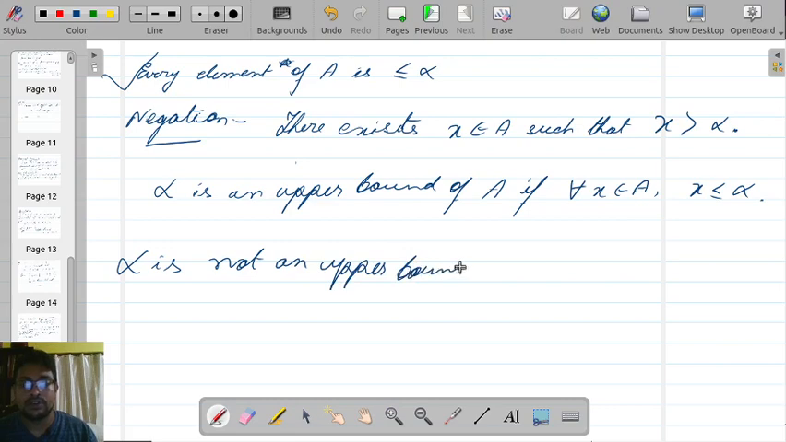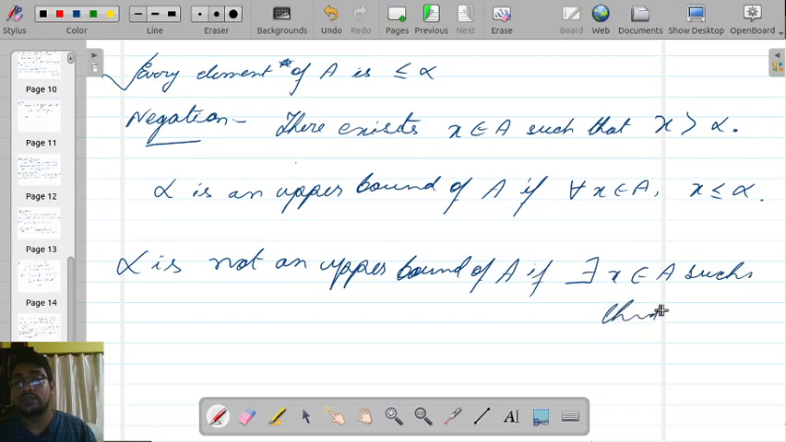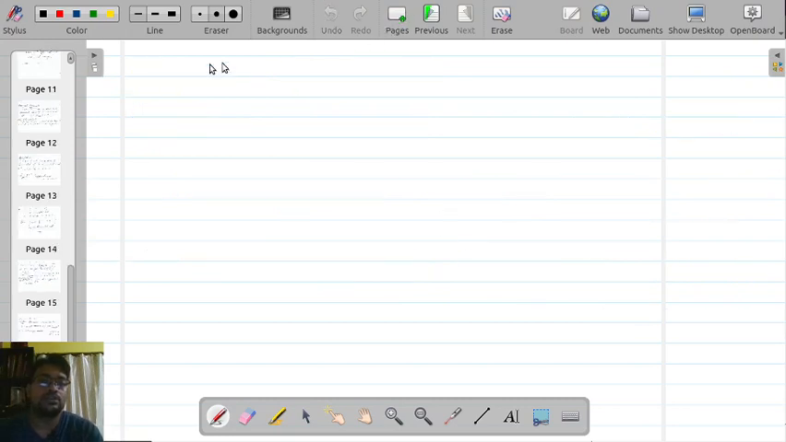When I say that alpha is not an upper bound of A, what does it mean? It means there exists an x in A such that x is strictly greater than alpha. Alpha is an upper bound if every element here is less than or equal to alpha. So it's not an upper bound if we can find at least one element which is strictly greater than alpha.